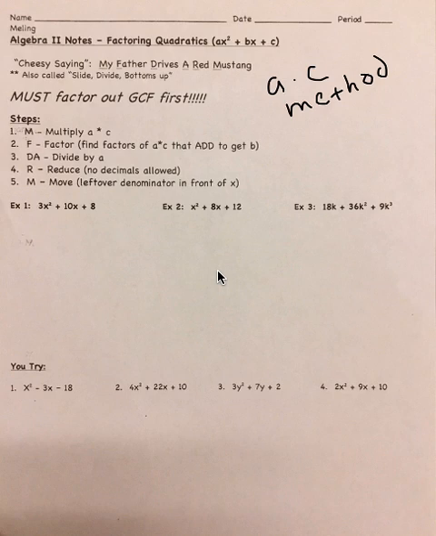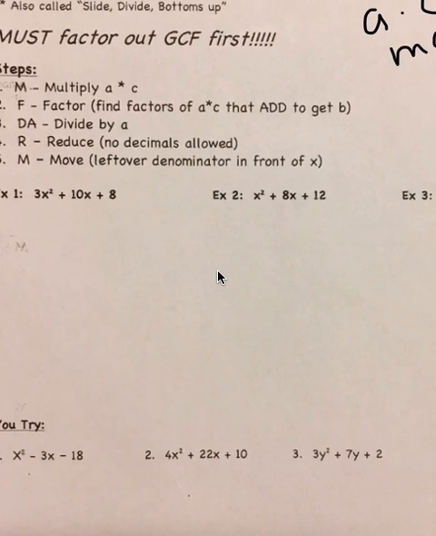So if we look at our steps, we multiply A times C, we factor, find factors of A times C that add up to get the B value, we divide by A, reduce, no decimals allowed, and then we move the leftover denominator. So if we look at example 1 first, we have 3x squared plus 10x plus 8.